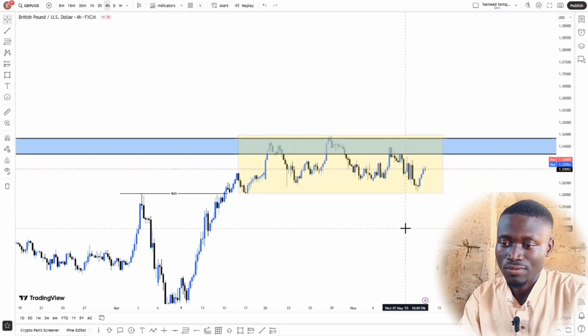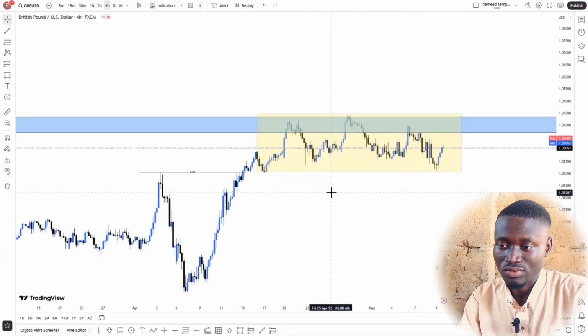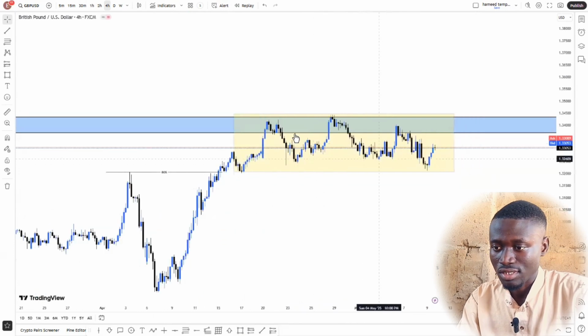So now we analyze GBPUSD and it's not giving us a setup. So we're able to spot that it's not ready to move yet. So let's just let it be. Alright, let's let it be.